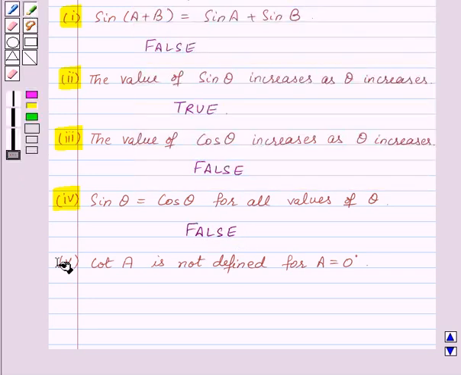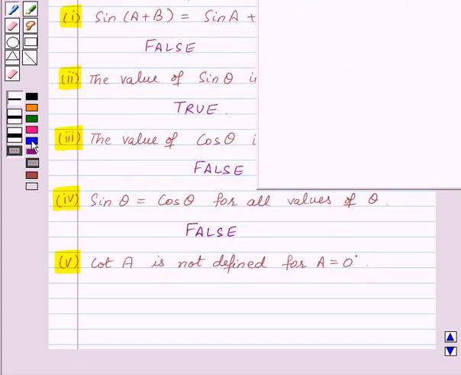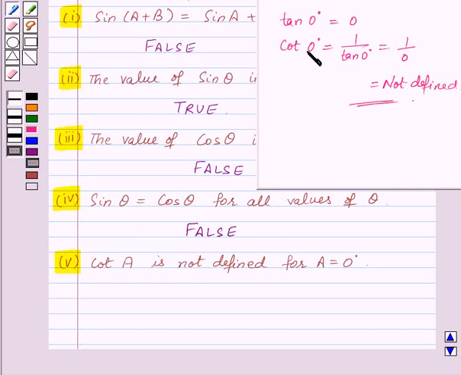Now the last statement is cot A is not defined for A equal to 0 degrees. Now, we already know that tan 0 degrees is equal to 0 and cot 0 degrees will be equal to 1 upon tan 0 degrees. So, that will be equal to 1 upon 0, which is not defined. So, that means cot A when A is equal to 0 is not defined. So, our statement is true.